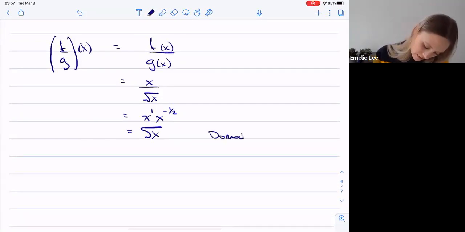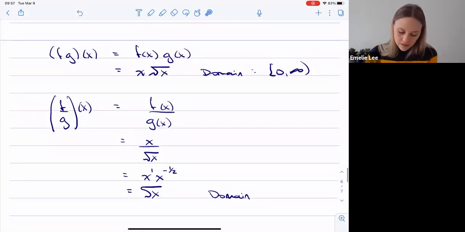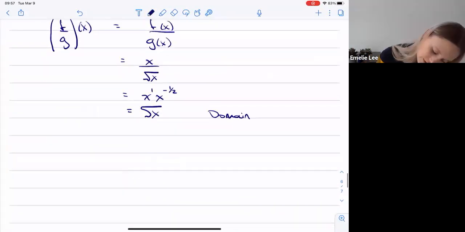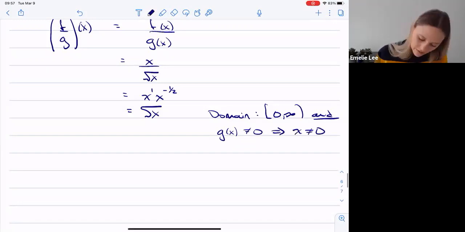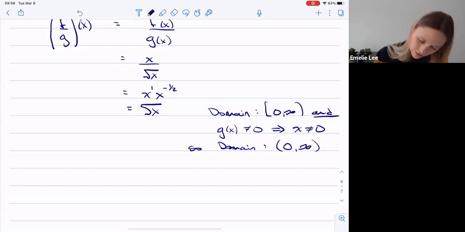with a domain of 0 to infinity. But remember, I can't have g of x equal to 0. G of x is equal to 0 when x is 0, right? Because g of x is the root of x. And so I actually need to extract that x equals 0 from the domain. The domain is from 0 to infinity, and g of x can't be 0, which means that x cannot be 0. So the domain of this thing is not including 0 to infinity.